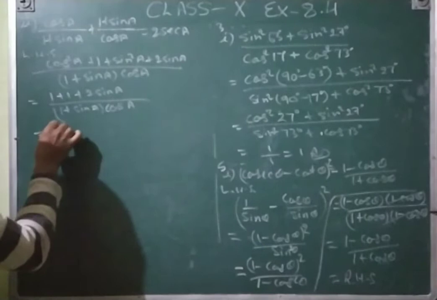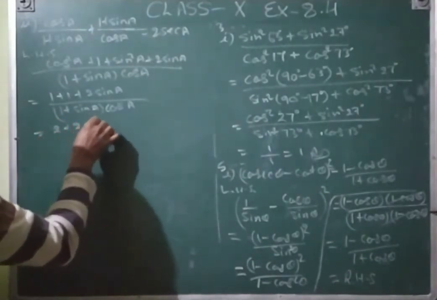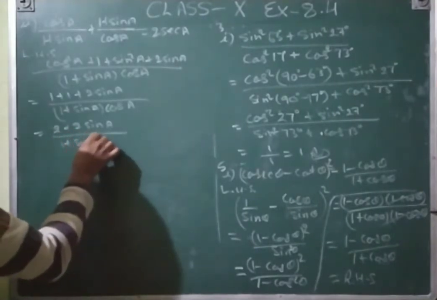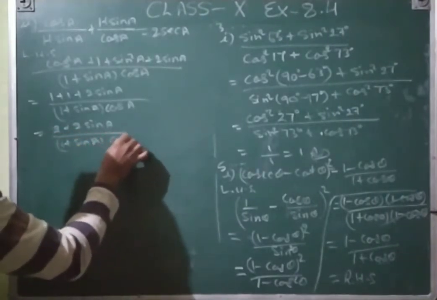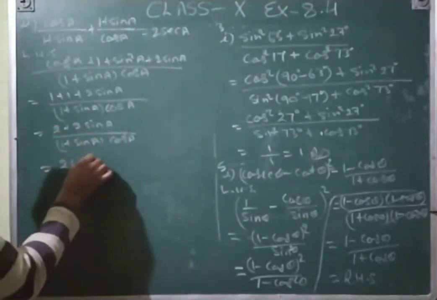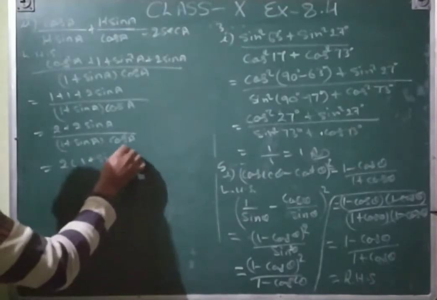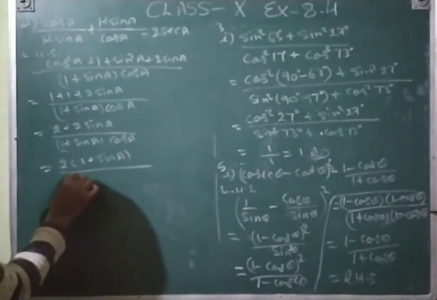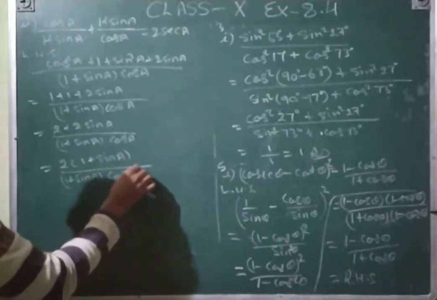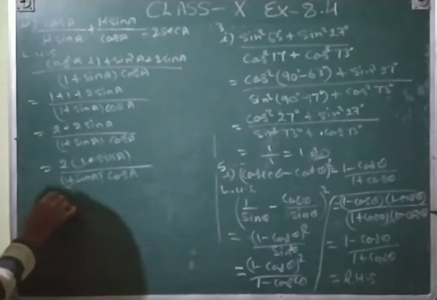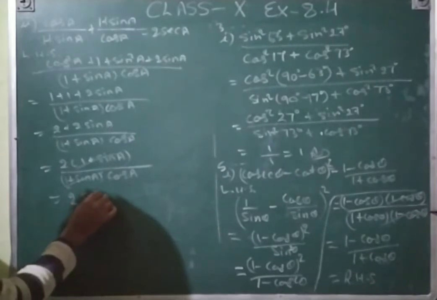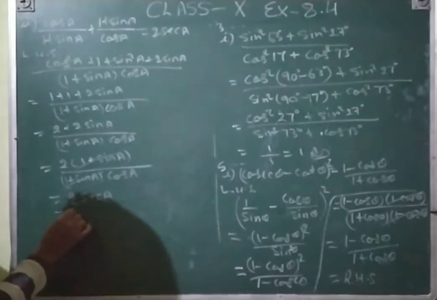And then 1 plus 1 is 2, plus 2 sin A upon 1 plus sin A cos A, and then 2 can be taken common, so that will be 1 plus sin A upon 1 plus sin A and then cos A. Bracket is cancelled by bracket, so 2 and then 1 upon cos means sec A. Sec A is equal to RHS.